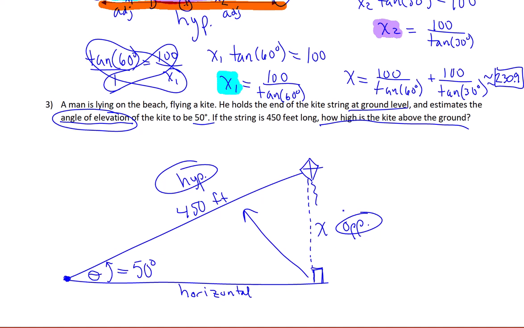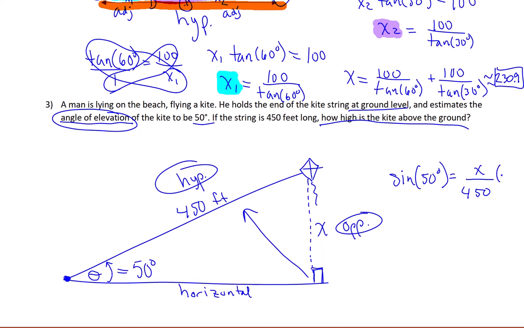All right, so we know the angle 50 degrees, we know the hypotenuse, the kite string, 450, and we want to know the opposite, which represents the height of the kite, right? So all we got to do is pick a trig ratio that uses those. We're working with opposite and hypotenuse, so think through your SOHCAHTOA. Which one is it? That's right, it's sine of 50 degrees. Sine is opposite, which would be x in our case, over hypotenuse, which would be 450. So there's our trig equation we can use to solve for x.